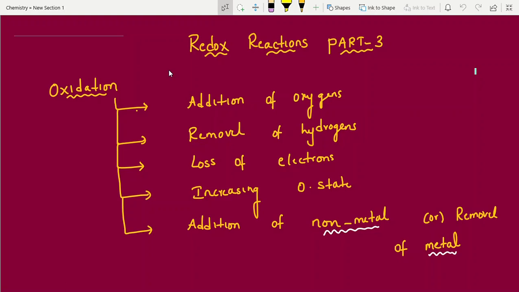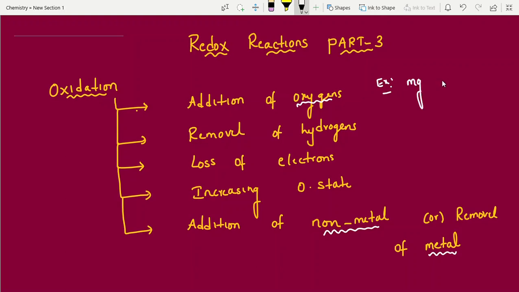So most of the students know the first two points, right? What is this? Addition of oxygen or removal of hydrogen. When you are in the first year, most of the time we use this one, for basic type questions. Addition of oxygen. For example, like this.